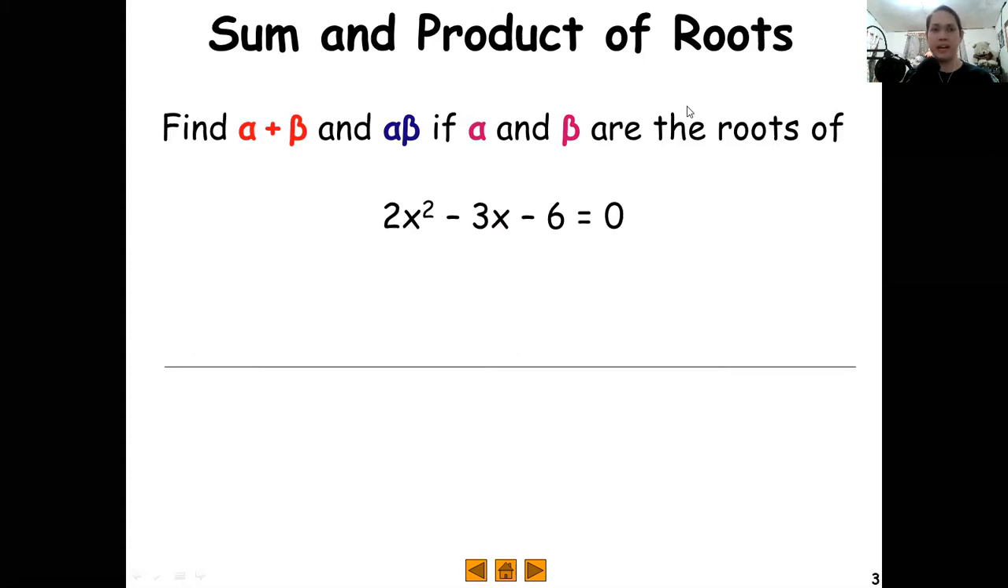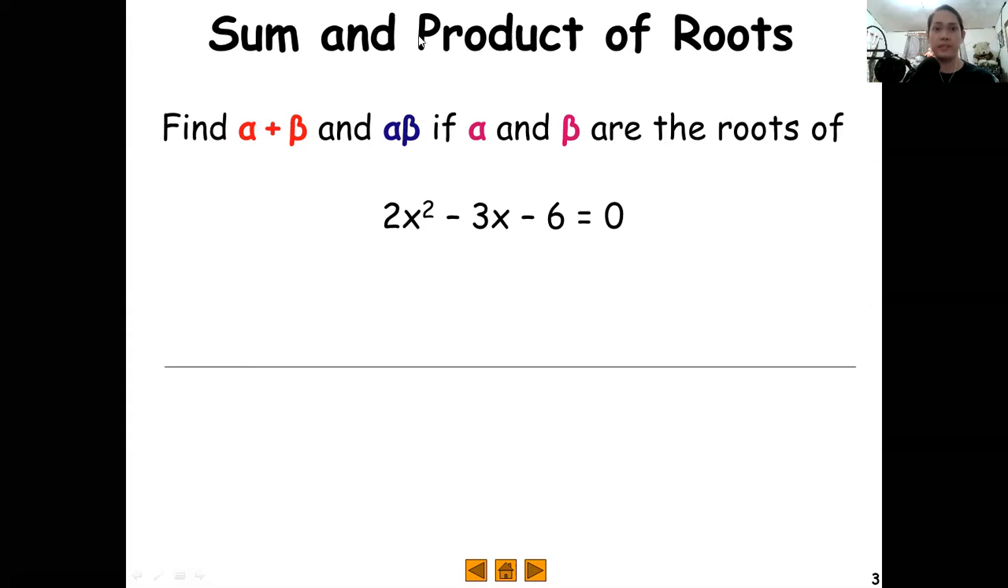So example, find a plus b and ab. In short, a plus b means sum of the roots, and ab represents the product of the roots, where a and b are the roots of the quadratic equation 2x squared minus 3x minus 6 is equal to 0. So the first thing that we're going to do is check first if the quadratic equation is written in standard form.